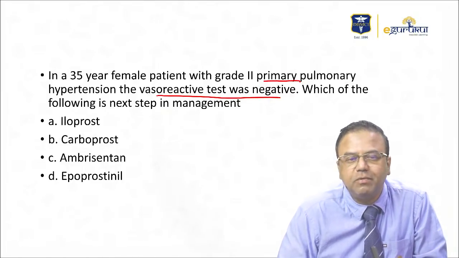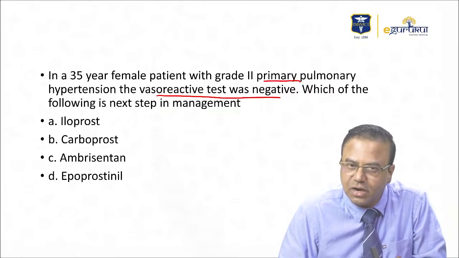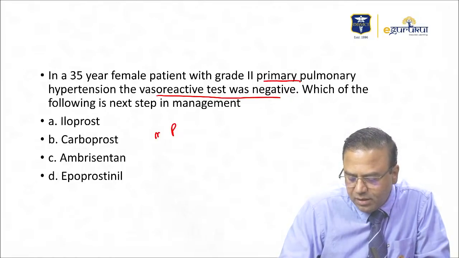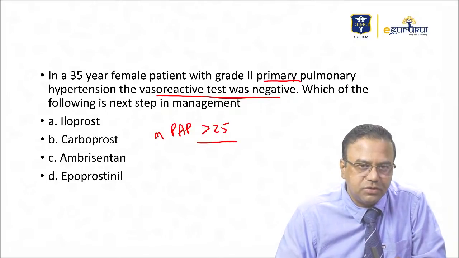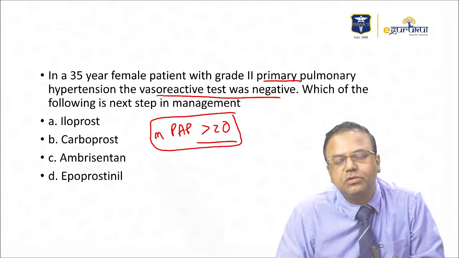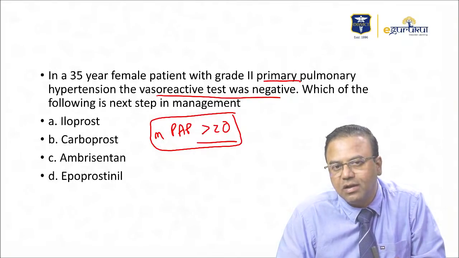If you remember, the primary pulmonary hypertension definition earlier was a mean pulmonary arterial pressure of more than 25 millimeters of mercury at rest. That was the cutoff level. This was the older definition. The newer definition has reduced this to 20. This is something they might ask in the future, so definitely remember this. Somehow they didn't ask this time, but chances are good that they'll ask again.